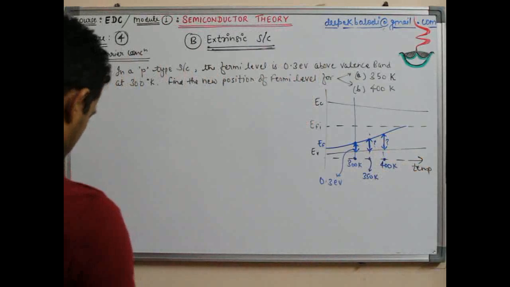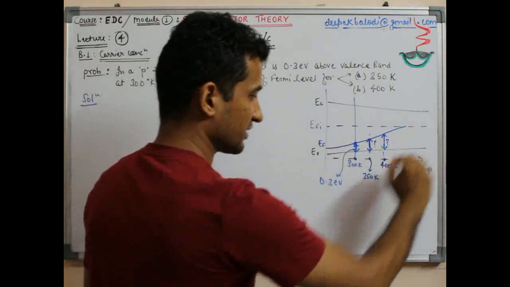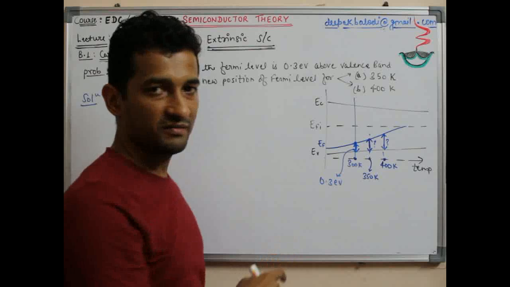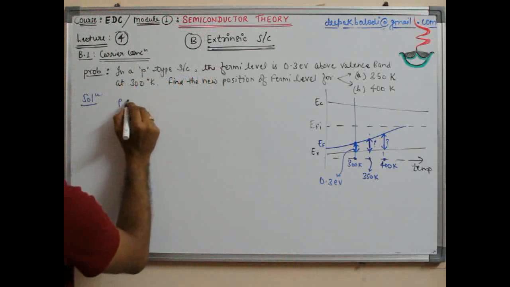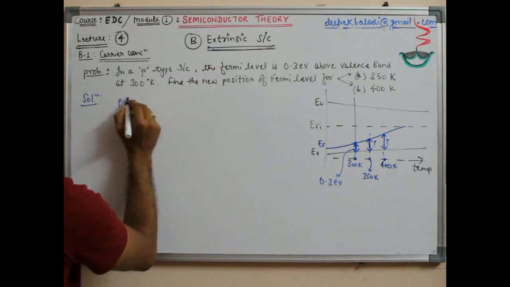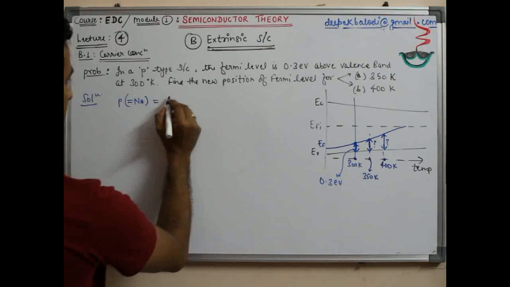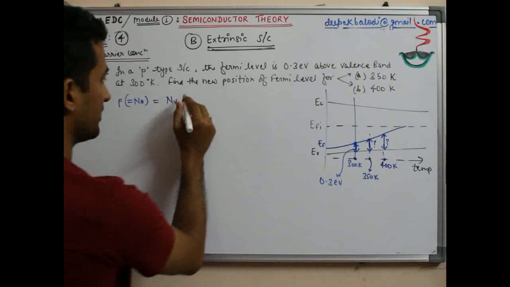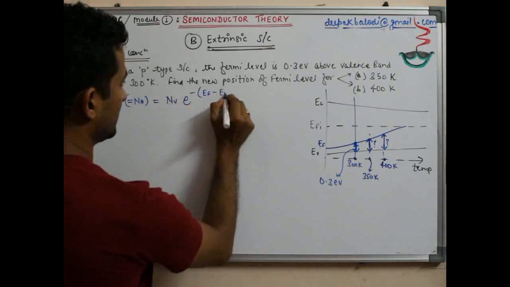Okay. So for that, please do not mind the variation of this EV that we have assumed constant. We know that the relation between EF and EV is very well known to us. For P type, the concentration P, which is also equal to the doping concentration Na, is the same as NV, the effective density of states in the valence band, times e to the power minus (EF minus EV) by KT.